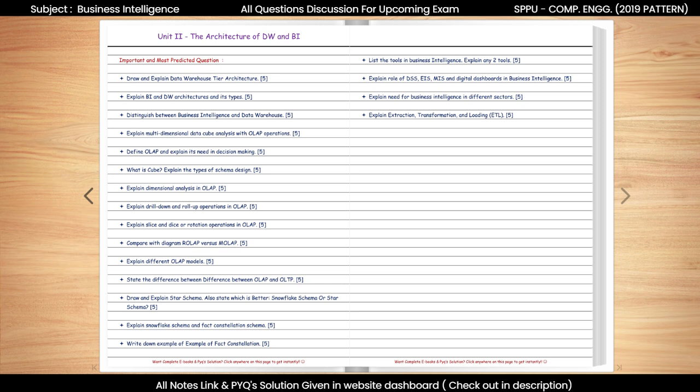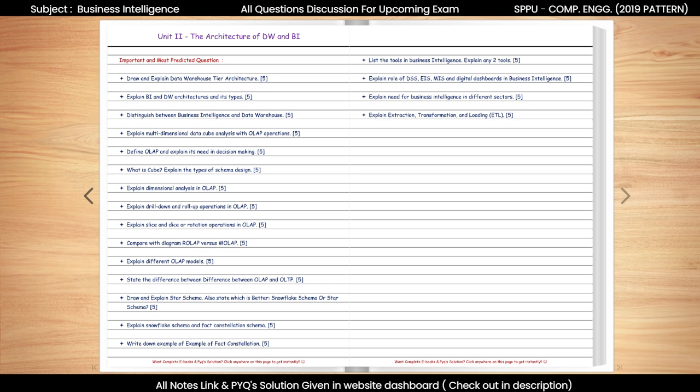Now, let us move on to our next important topic, OLAP definition and need. From this topic, we can expect questions such as, define OLAP and explain its need in decision-making. Online analytical processing allows users to perform complex analysis on large datasets quickly. It supports trend analysis, forecasting, and comparison, which are essential for strategic decisions.